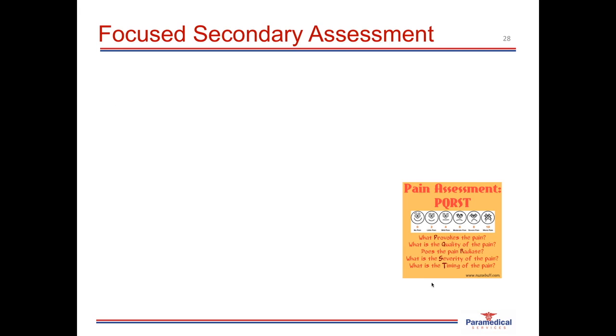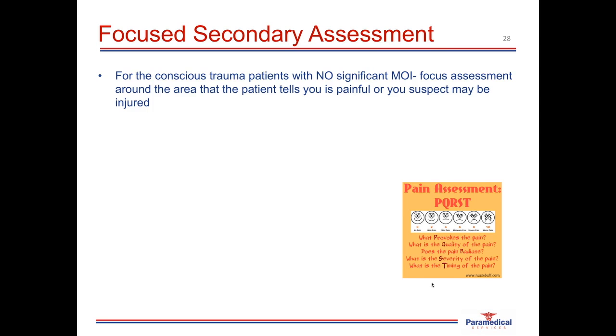When do we just do a focused secondary assessment? For any conscious trauma patient with no significant mechanism of injury, you can conduct a focused assessment around the area that the patient tells you is painful. For example, if you were on a medical standby at a school rugby game and a child went to catch a rugby ball and it bent his finger back and he came running to you in pain and his finger was dislocated, it wouldn't necessarily require us to do a full head-to-toe assessment on this patient. We could do a focused assessment just on the finger, on the area that was injured, because there wasn't a significant mechanism for injury indicating that there could be other injuries in the body.